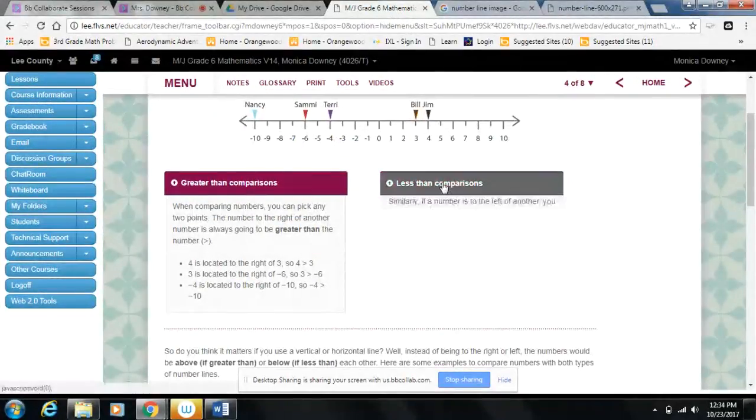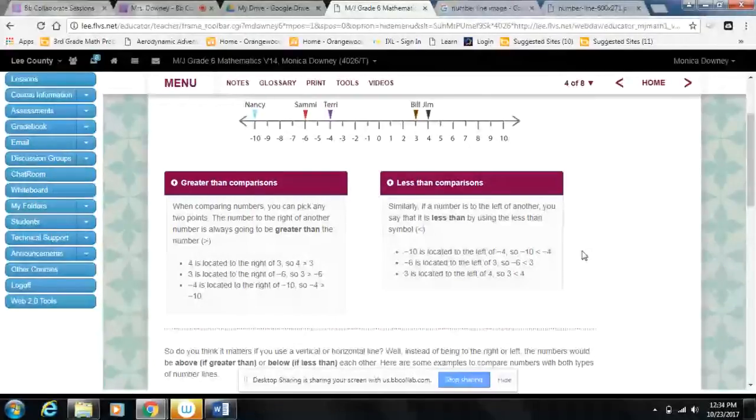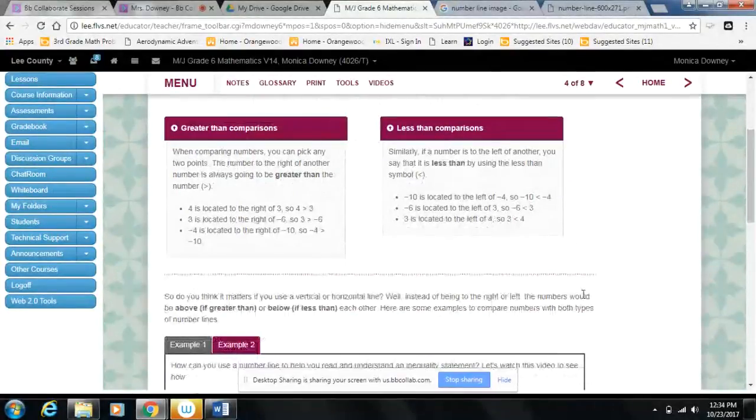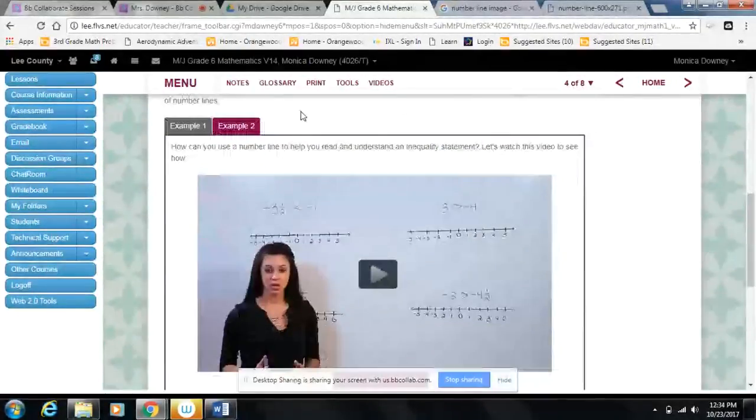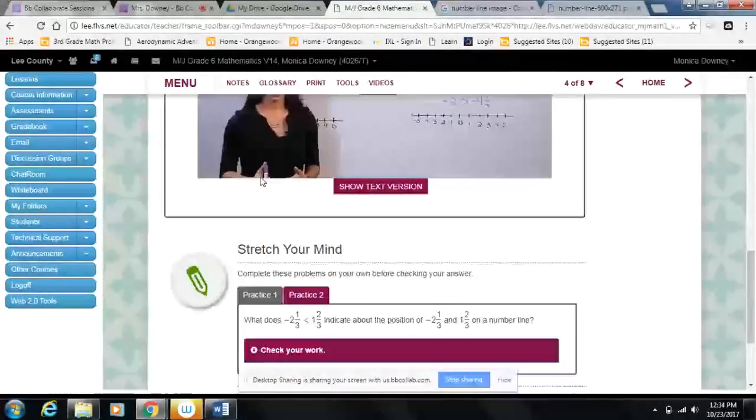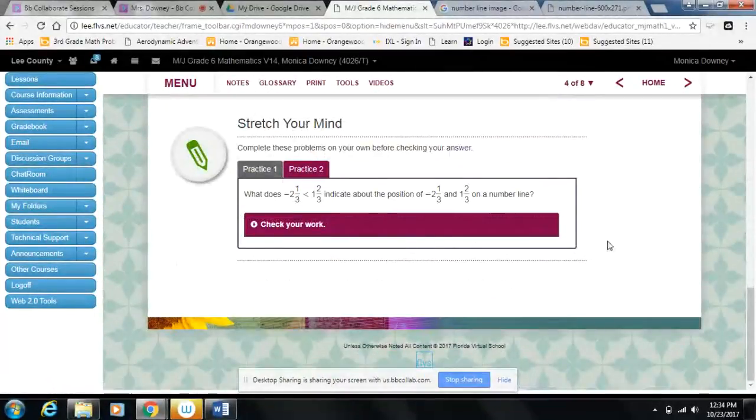So those are greater than comparisons. We can also look at less than comparisons. All I would need to do is switch those numbers around. So let's take a look at this example here.